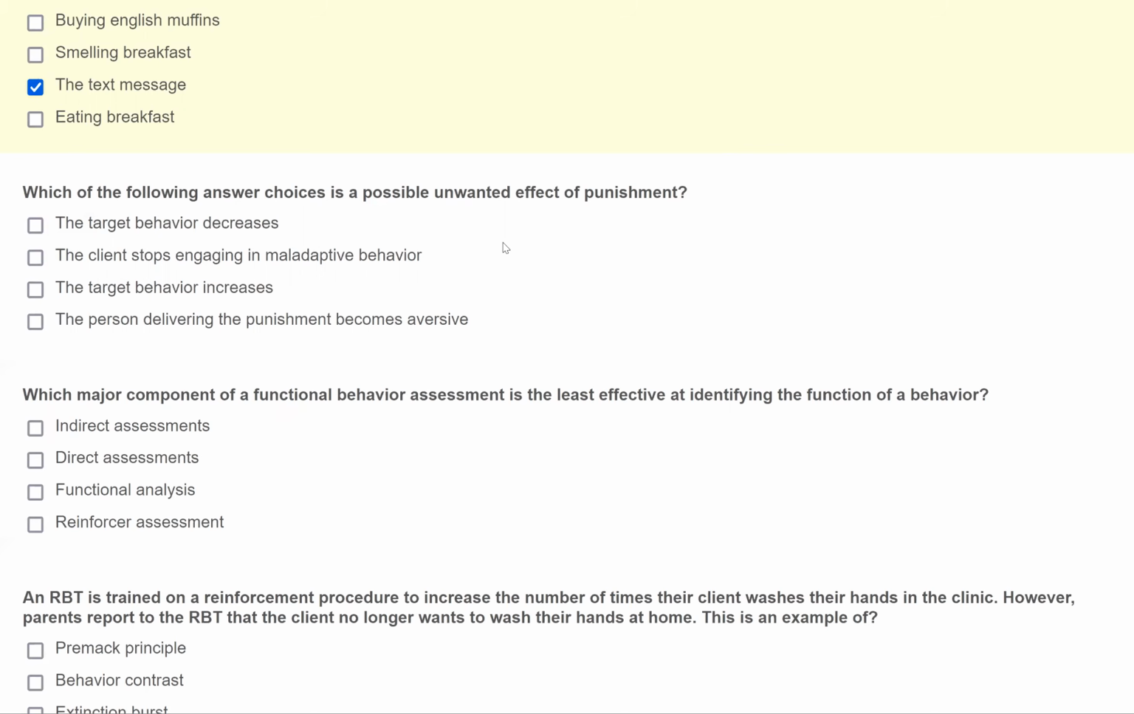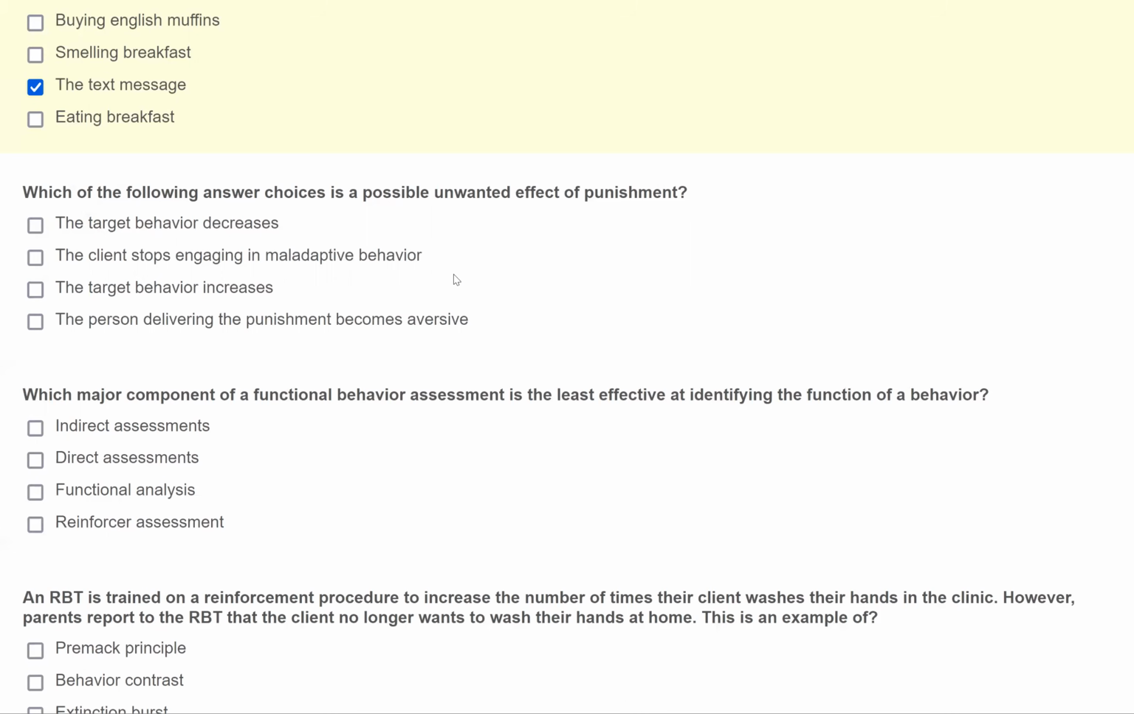So A, the target behavior decreases. Is that unwanted? No, that's our goal, right? B, the client stops engaging in maladaptive behavior. Is that unwanted? Nope. With punishment, that's what we want to see. C, the target behavior increases. If the target behavior increased, would we consider that punishment?